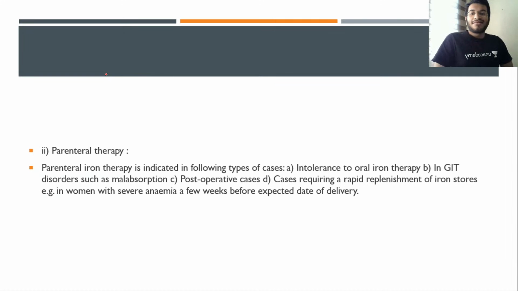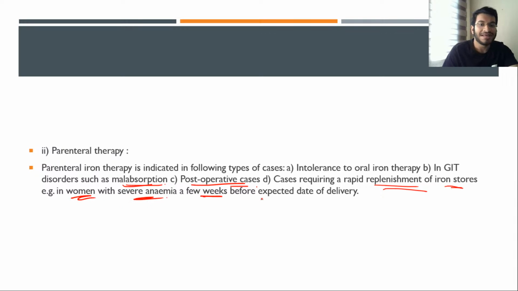Now comes the parenteral therapy. Parenteral iron therapy is indicated in the following types of cases: intolerance to oral iron therapy, GI disorders such as malabsorption, post-operative cases, and cases requiring rapid replenishment of the iron stores, for example in women with severe anemia a few weeks before the expected date of delivery, right?